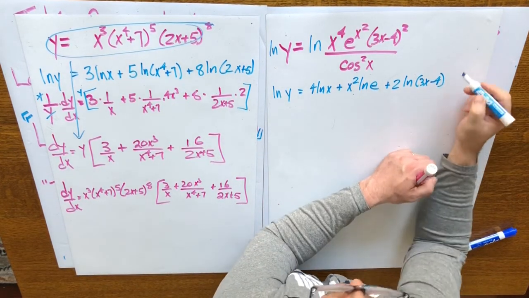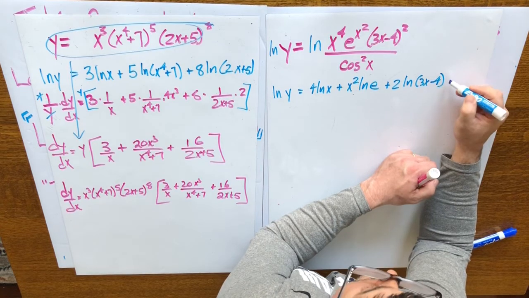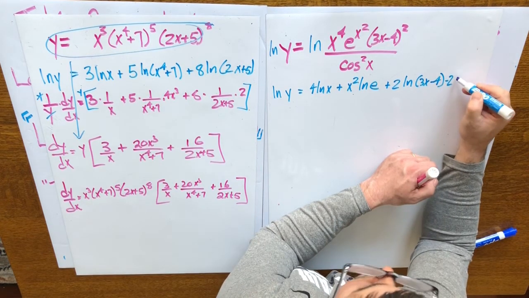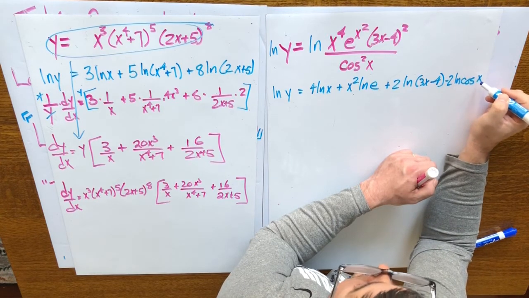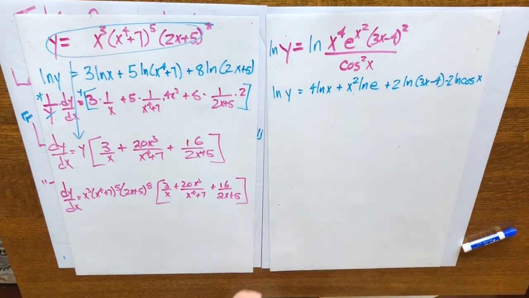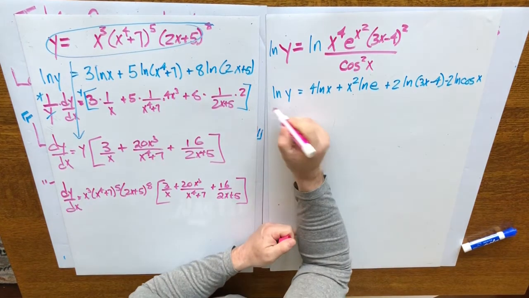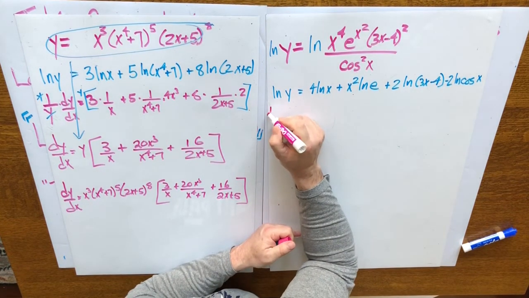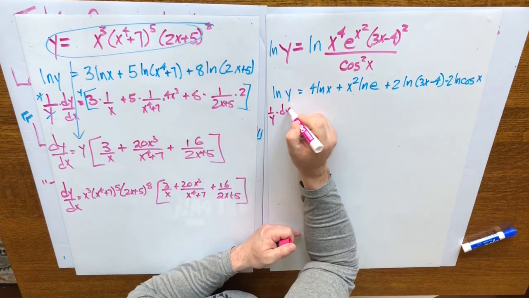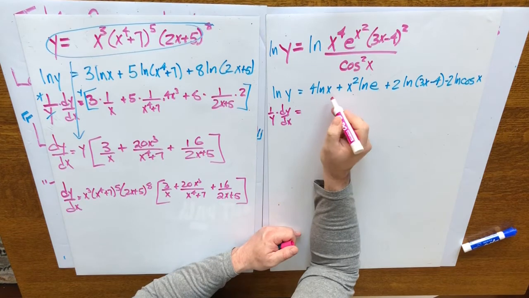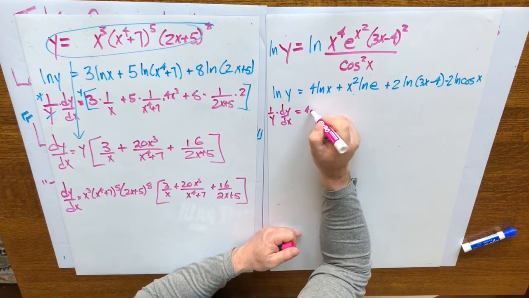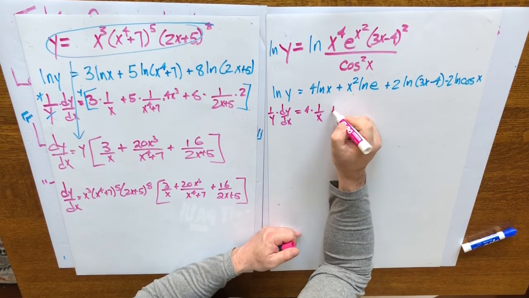Gonna be tight on space on this one. Minus 2 ln cos of x. So now it's an implicit differentiation. Let's see if we can do it. Ln of y, this derivative becomes 1 over y times dy over dx equals, and the derivative of 4 times ln x is 4 times 1 over x.